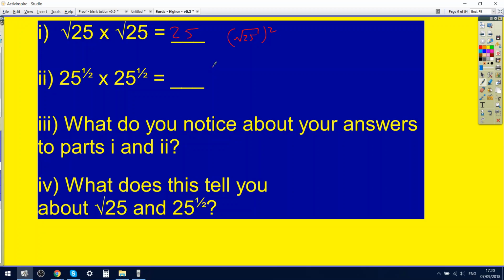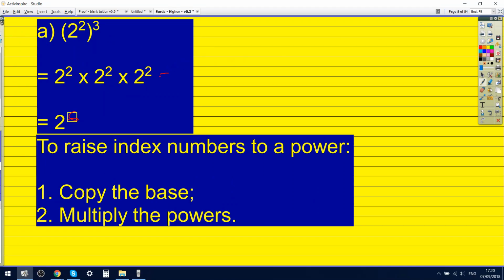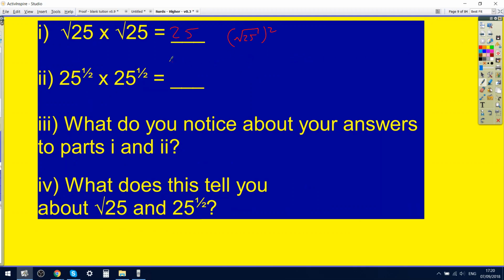I'm not sure what to do. How do you multiply indices? How did we do this one here? 2 squared times 2 squared times 2 squared. Oh, you add all of the powers, or you multiply all of the powers. Yeah, so the long way would be adding them. And so for this one, we have to do it the long way.